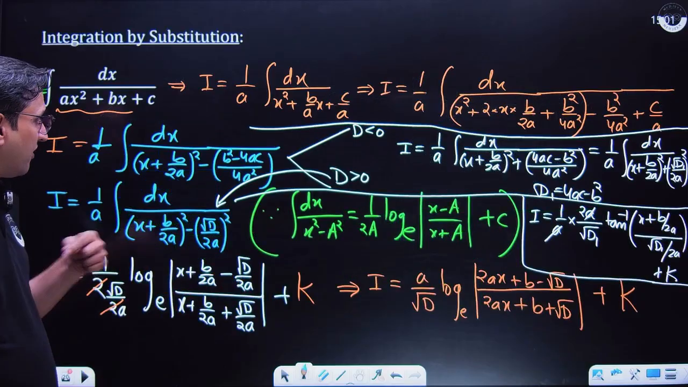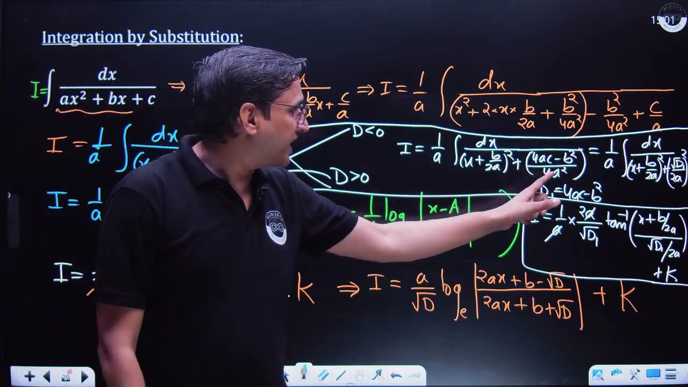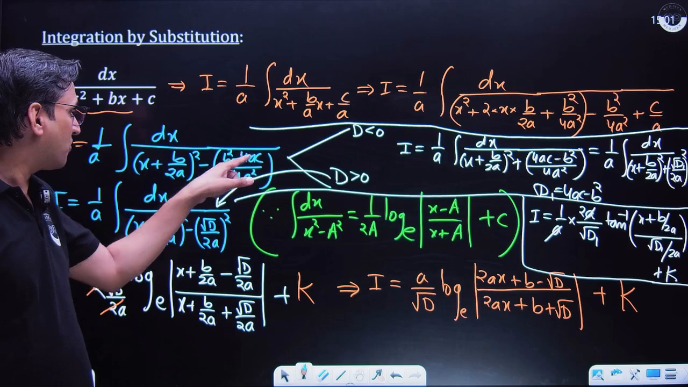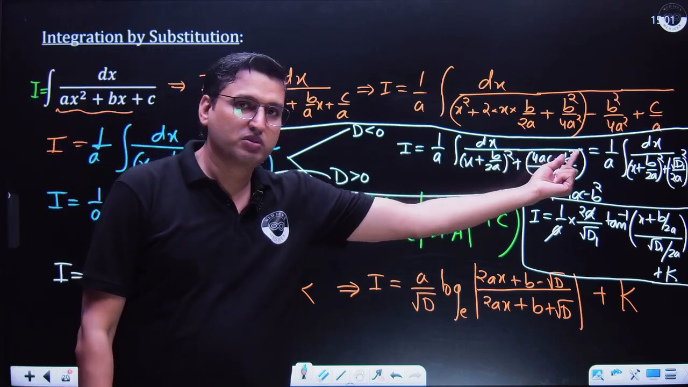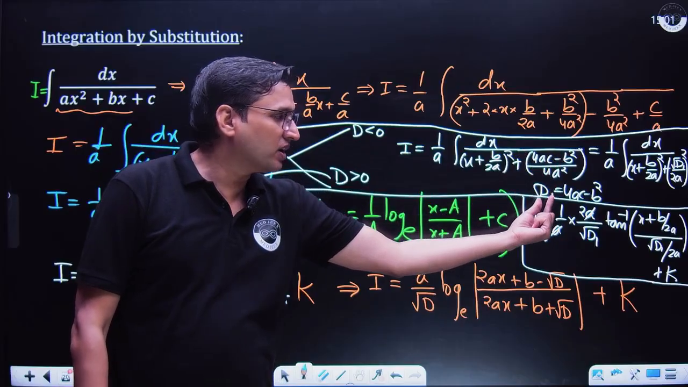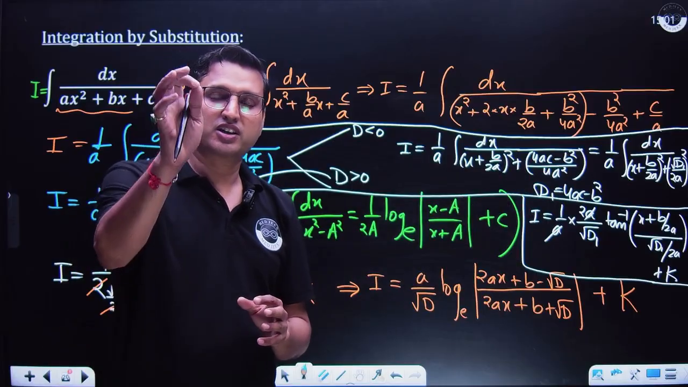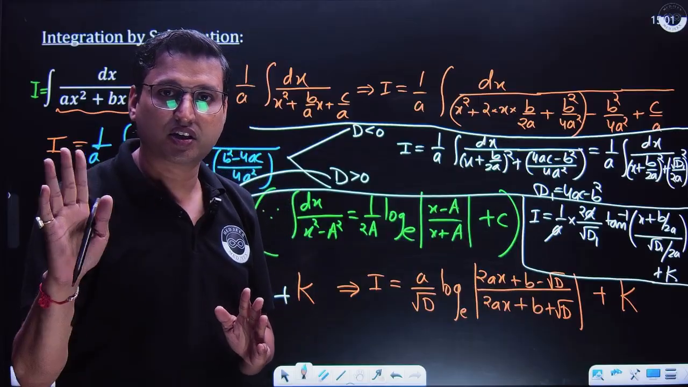And if my d is negative, then what I can do, I can mention it as minus. I am going to take minus common, then it will be plus, and this will become 4ac minus b square, and I am taking it as d1, and I have solved it using dx upon root x square plus a square. Is it clear? Is this understood?